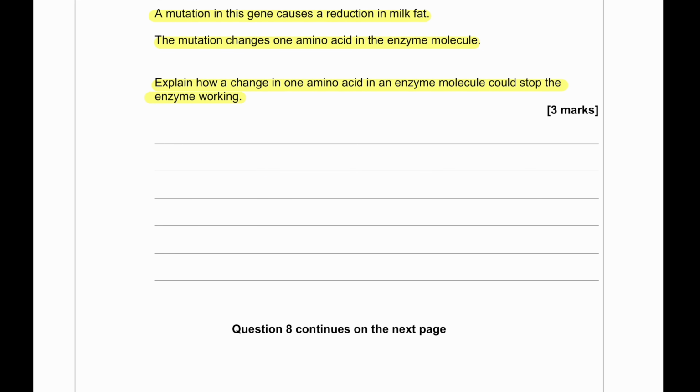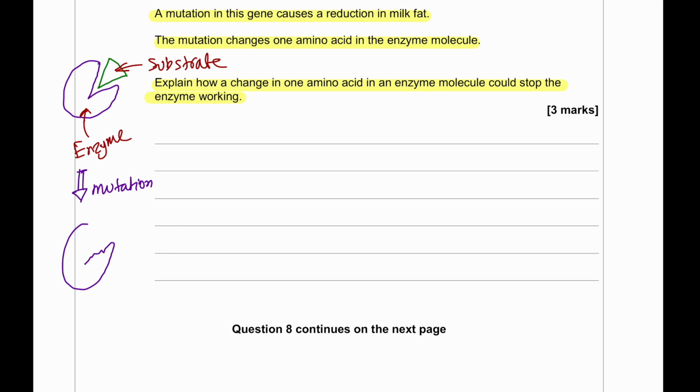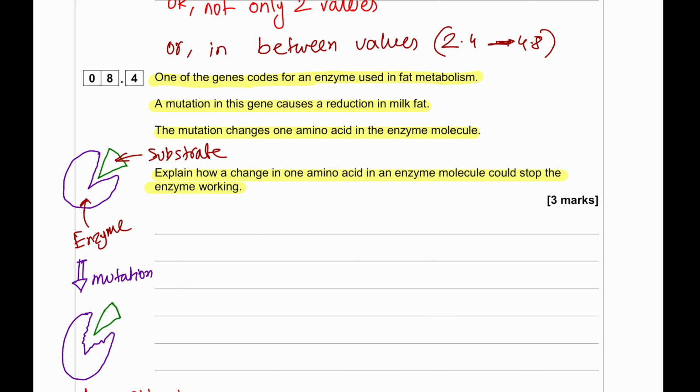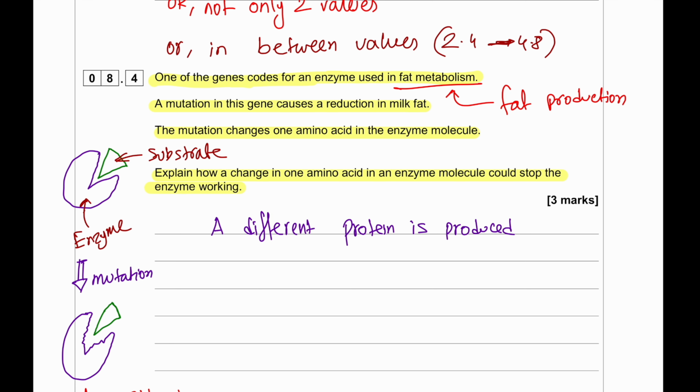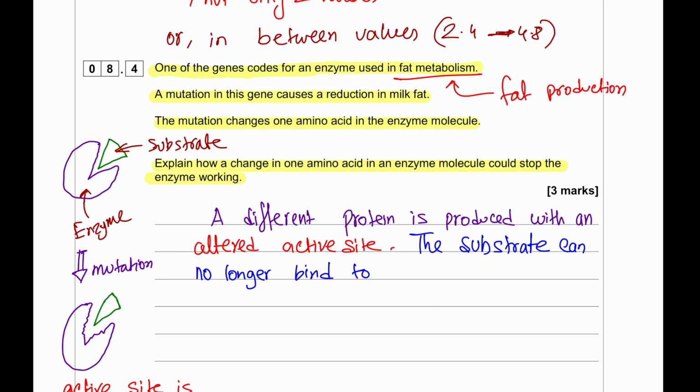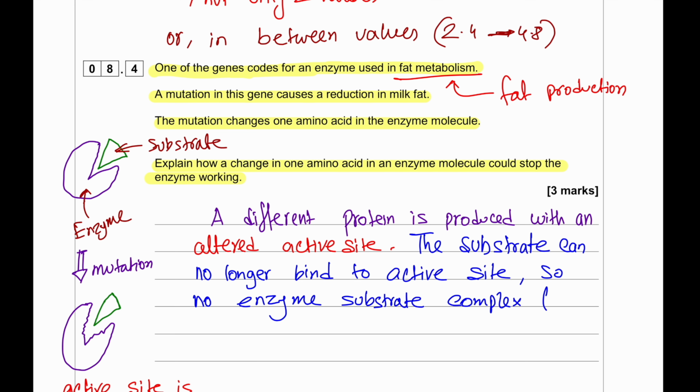So a typical enzyme works by using an active site, and a substrate comes and fits into the active site. When there is a mutation, the enzyme's active site changes. That means the fat molecule, the substrate molecule, can no longer fit into it. You can say this active site is no longer complementary. When we are talking about an enzyme used in fat metabolism, we are basically talking about fat production. So a change in amino acid produces a different protein with an altered active site. The substrate does not bind, so no enzyme-substrate complexes are formed.